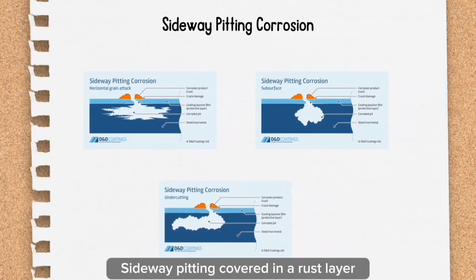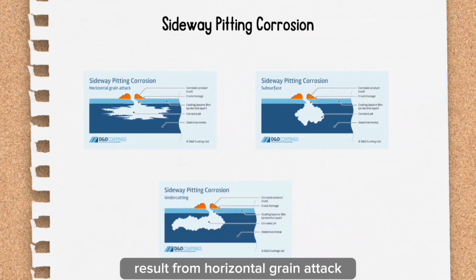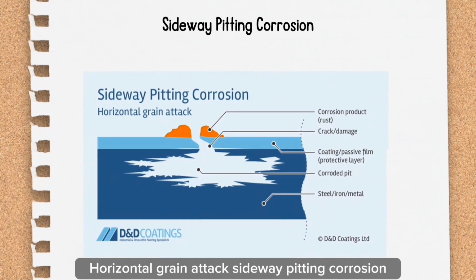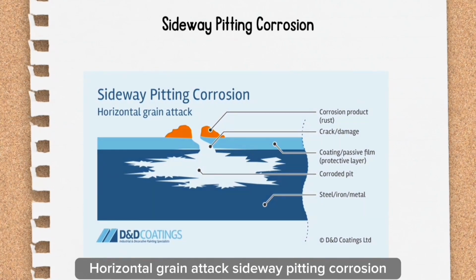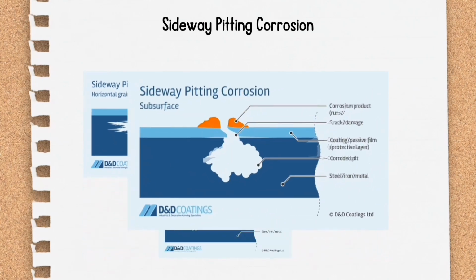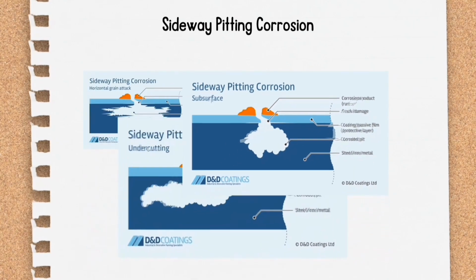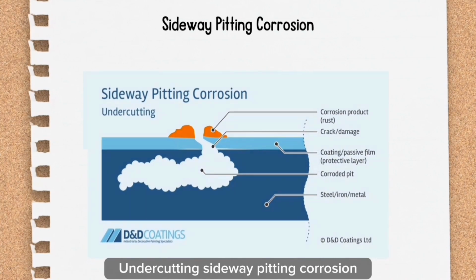Sideway pitting, covered in a rust layer, results from horizontal grain attack and can swiftly penetrate metal. Detecting sideway pitting is challenging, as the metal surface may seem unaffected, giving the impression of minor damage with only a few small rust spots. Horizontal grain attack sideway pitting corrosion. Subsurface sideway pitting corrosion. Undercutting sideway pitting corrosion.